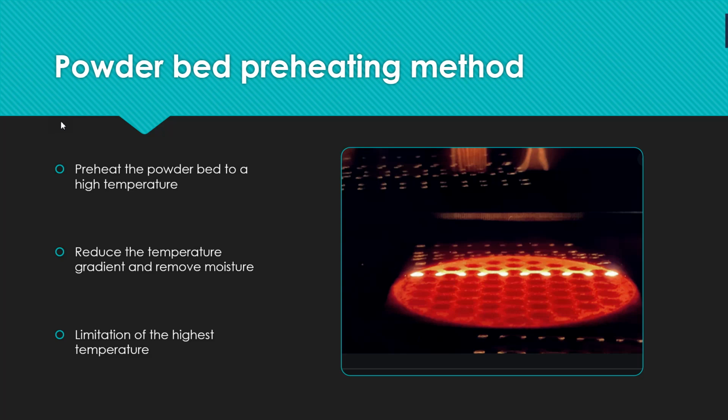Then, let's move to the powder bed preheating method. This method uses particular equipment to preheat the forming area during processing, which could significantly reduce the thermal gradients during the process. However, the temperature is limited to about 200 degrees due to the mechanical design and operation challenges. At present, this method is still considered one of the most effective methods to adjust and control residual stress during the SLM process.